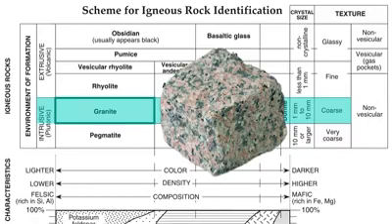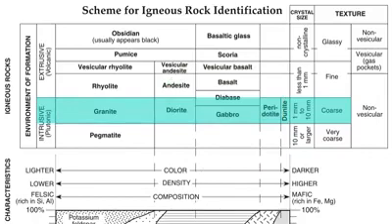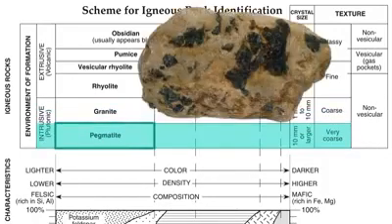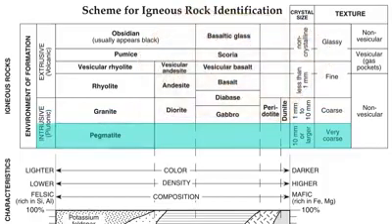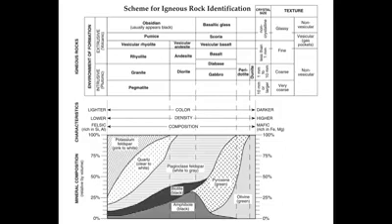Sometimes, if the magma cools very slowly, the crystals will grow even larger, over 10 millimeters in size, like this sample of pegmatite. Notice those large biotite crystals. Now let's zoom back out and see what else the chart tells us.